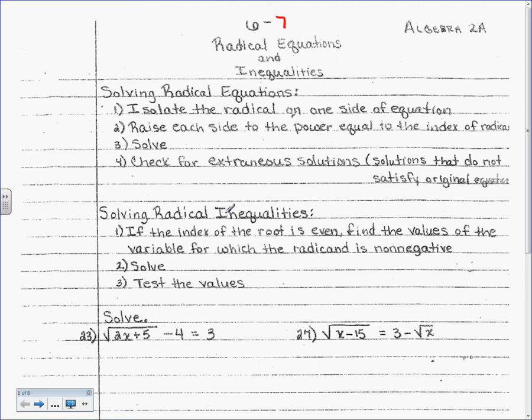Okay, here we go. 6-7, radical equations and inequalities. Today, in my opinion, is actually easier than all the other stuff we've done because it's just solving for x, which we've done for forever. The only way Algebra 2 makes it harder is they throw in weird symbols, okay?